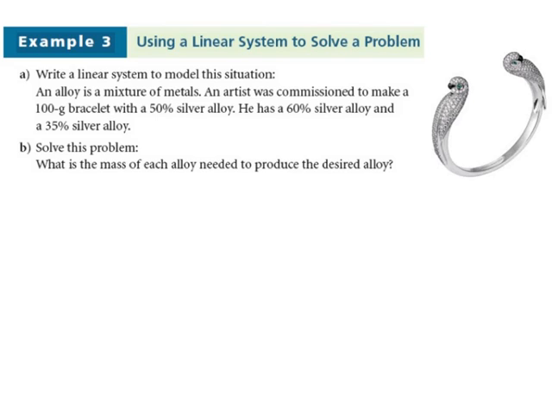So we'll need to come up with two equations to model this first. The first equation we can get from the question itself. What is the mass of each alloy? There are two alloys, the 60% alloy and the 35% alloy. And we know that the artist has been commissioned to make a bracelet that's 100 grams in mass. So wouldn't it make sense to represent the 60% alloy by X and the 35% alloy by Y?